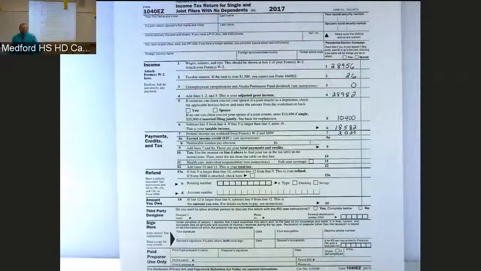Line 8A. Ask for an earned income credit. It says see the instructions. And you should have on the back page now the instructions for that. It looks like this. Okay, so we have to go through all this.